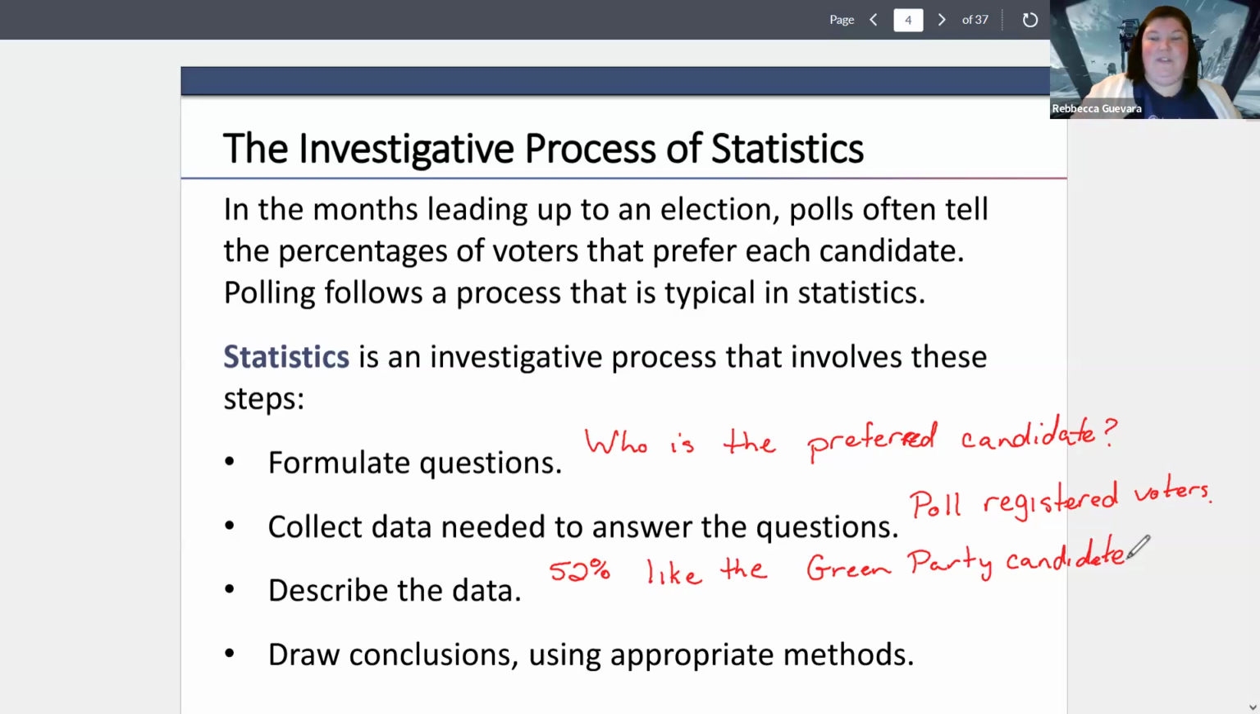What we discovered from that data is that 52% say maybe they like the Green Party candidate, and you might have more in there, like 31% like the Red Party candidate. We'll just make it as neutral as I can here. Then we would draw conclusions using appropriate methods. There'd probably be more here, since this isn't 100%, there are more candidates. So my conclusion would be, I expect the Green candidate to win the election.